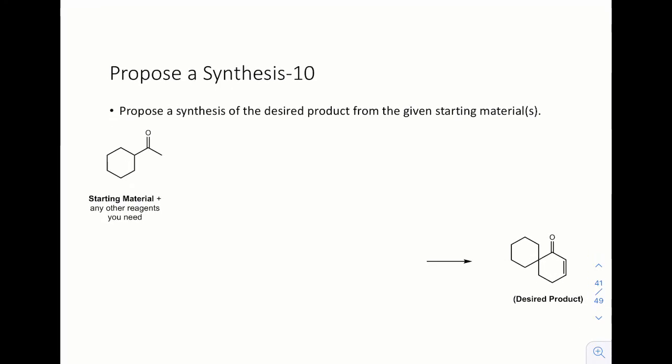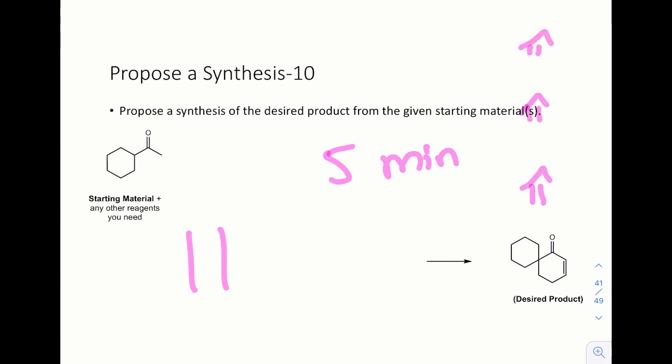So propose a synthesis of this desired product from the starting material. As with the other problems in this lecture, pause and give yourself 5 minutes. At least practice retrosynthetic analysis to draw out the identities of the intermediates from which this molecule might be made.